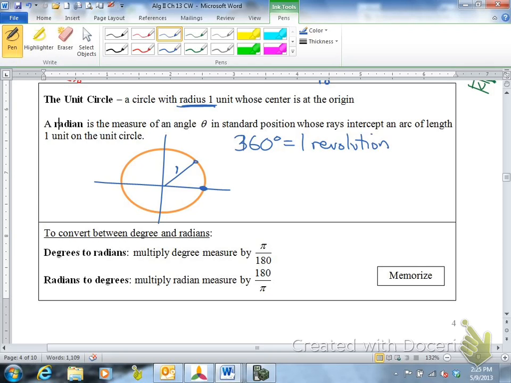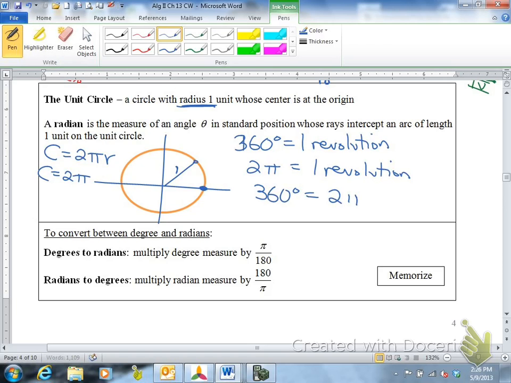And if we went 1 revolution, the circumference of a circle is 2 pi r, and in this case the radius is 1. So the circumference, the distance around the circle, the perimeter, is 2 pi. So 2 pi would be 1 revolution. So we could say 360 degrees equals 2 pi radians, the transitive property. They both equal 1 revolution. So 360 degrees is 2 pi. We can divide both sides by 2. So 180 degrees equals pi radians.